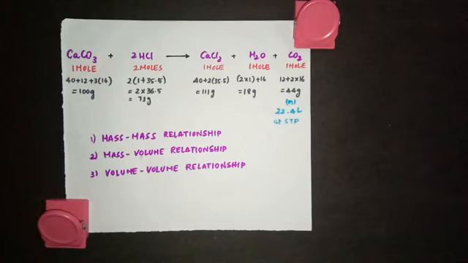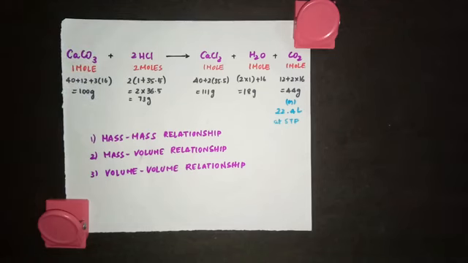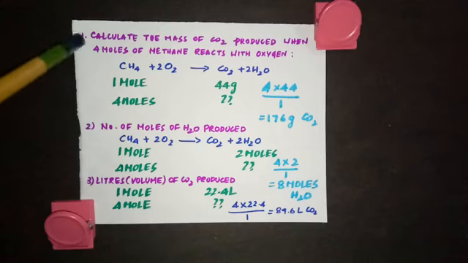So the main thing that you have to understand here is the data that you are getting here can be interconverted. For example, you can relate mass with mass, or mass with volume, or volume with volume. You can do any interconversion. Now I'll show you that with an example. Now look at this question.